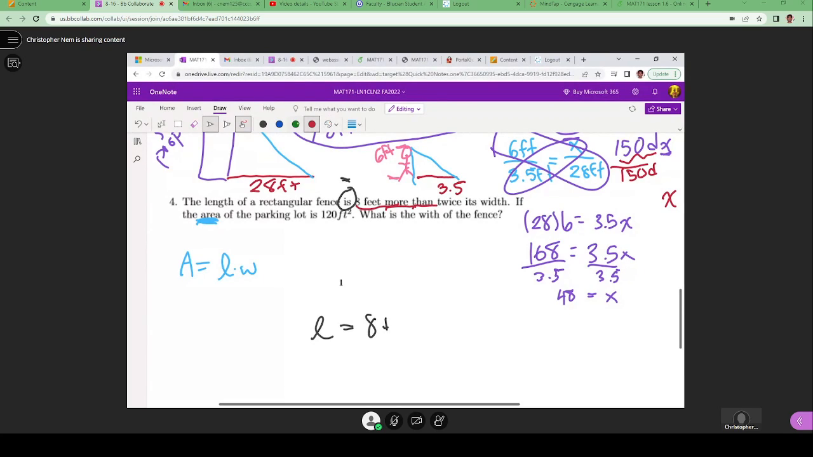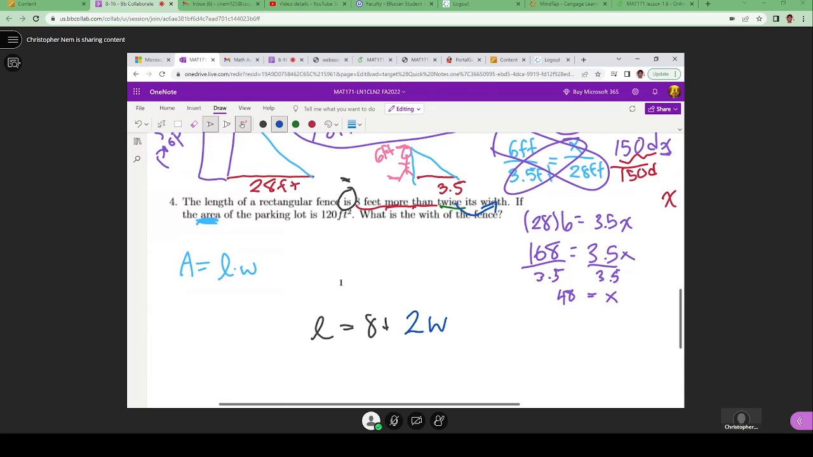And then twice, well, that just means double. So I'm going to times it by 2. Times whatever by 2. And it says twice its width. It's saying 2 times W. Boom. So we have that. Great. That's what length is equal to.